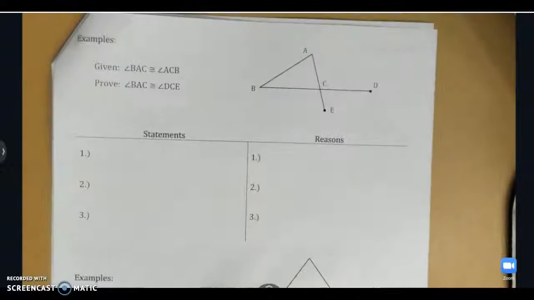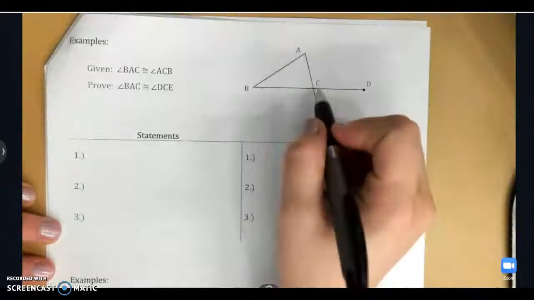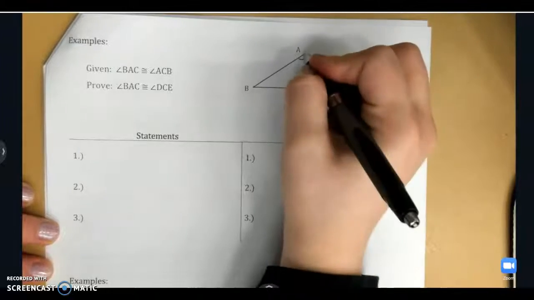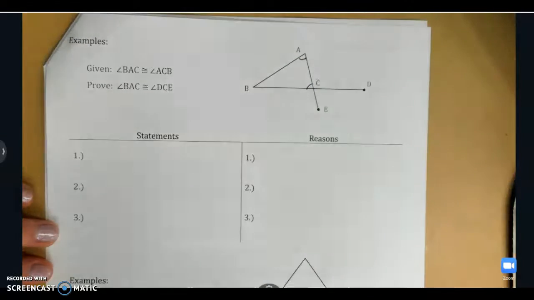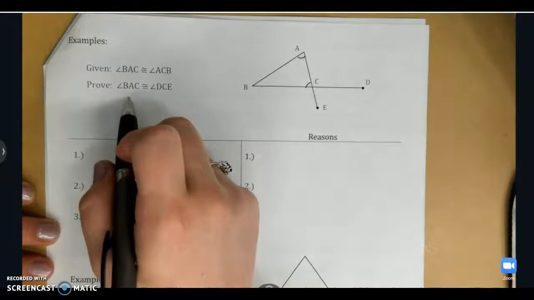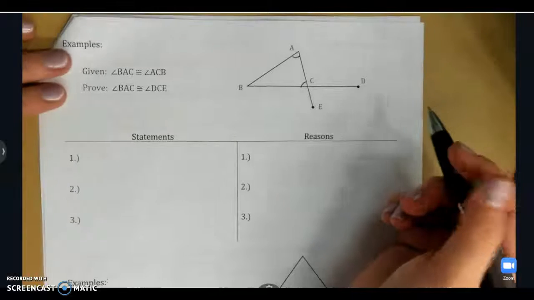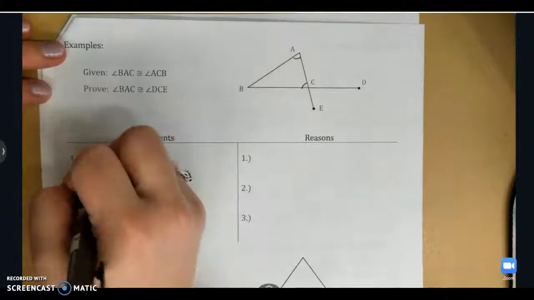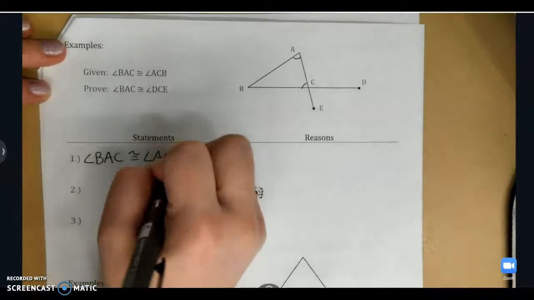Okay. All right, let's do another proof. In this example, we have that angle BAC is congruent to angle ACB. So let me mark that on my diagram. BAC is congruent to ACB. Those two angles are congruent. And I'm trying to prove that BAC is congruent to DCE, so this angle over here. So let's start with my given information. BAC is congruent to angle ACB.